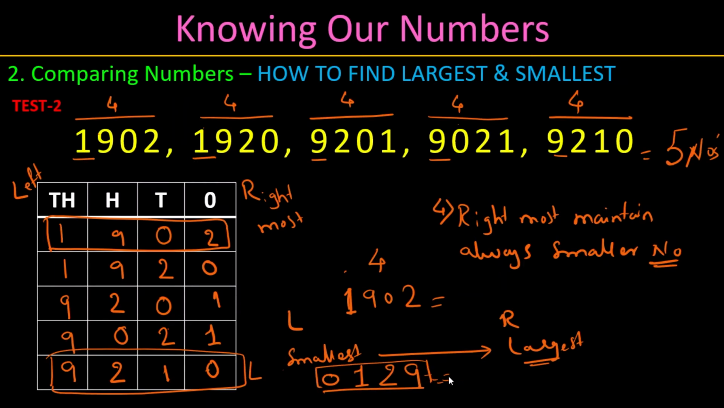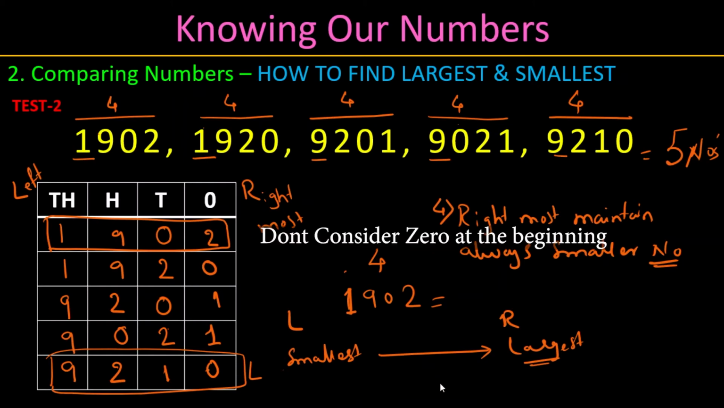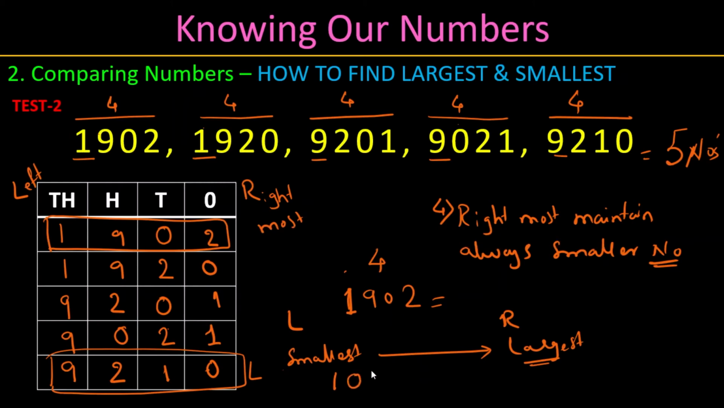Suppose sometimes the question will say, don't consider 0 and make the smallest number. In that case, you neglect this one. It will be 4 digits, but neglect 0. How to neglect? Find the least number. 0 is there right now, but we want to neglect it. So what is the next least number? 1. So 1 is the minimum. Then immediately the next smallest number, we have to put this one. And what is the immediate next highest number? 2. Immediate next number? 9. This is how it's going to be the smallest number.